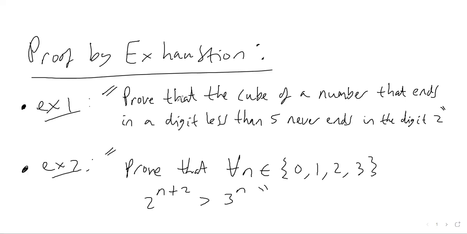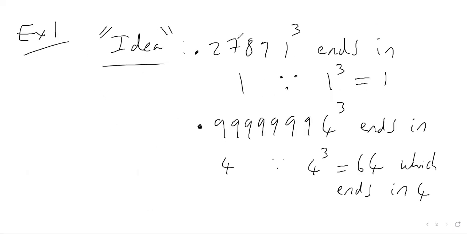So let's start with this first example. We want to prove that the cube of a number that ends in a digit less than 5, for example the number 943, where the last digit is obviously less than 5, never ends in 2. So we want to cube numbers that have a final digit less than 5, and we want to prove that they never end in a digit of 2. Let's go to the next page to look at the idea of this proof.